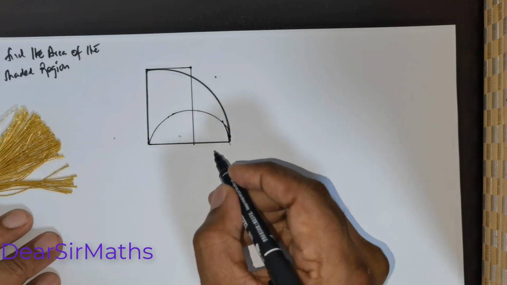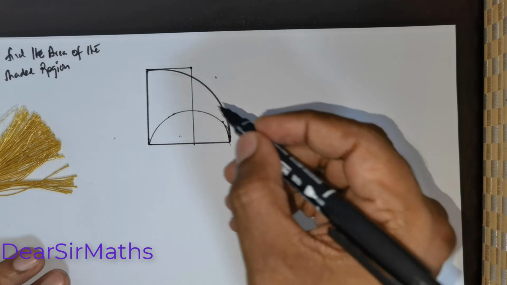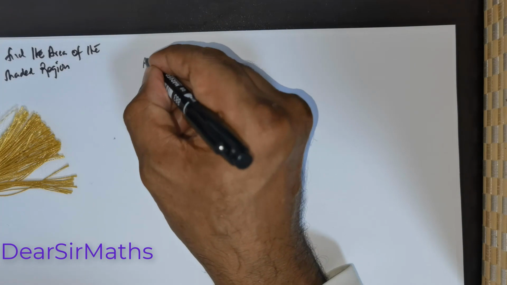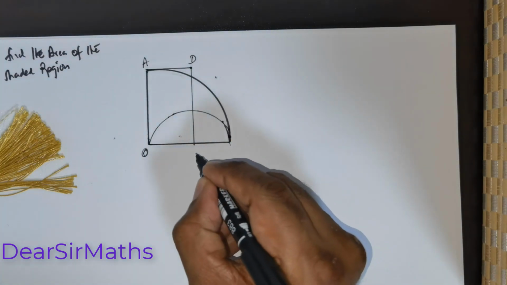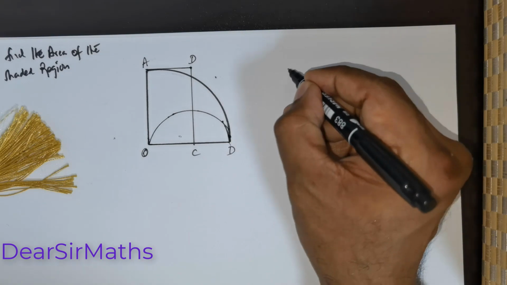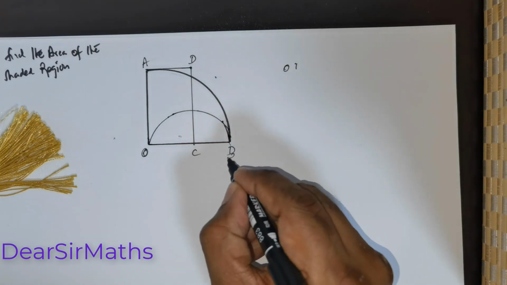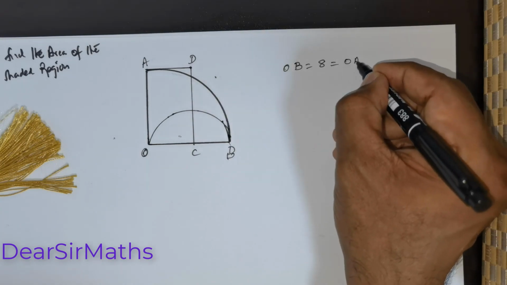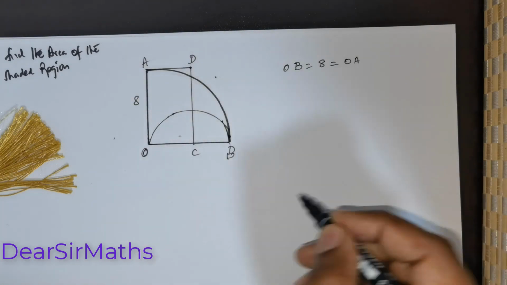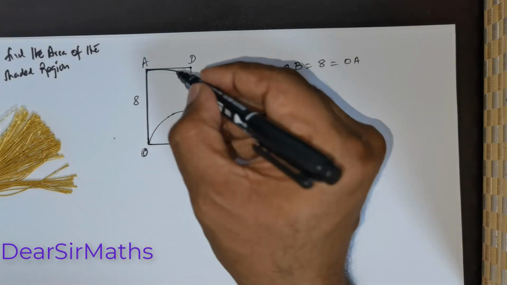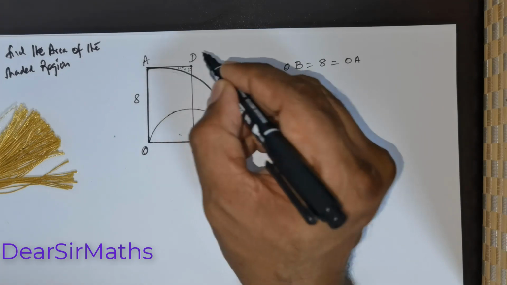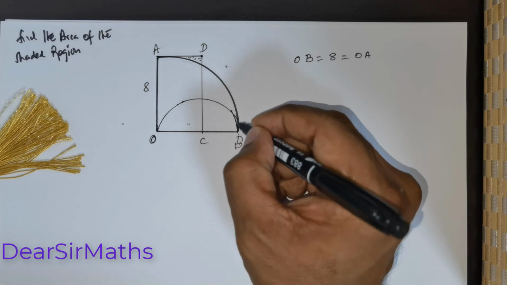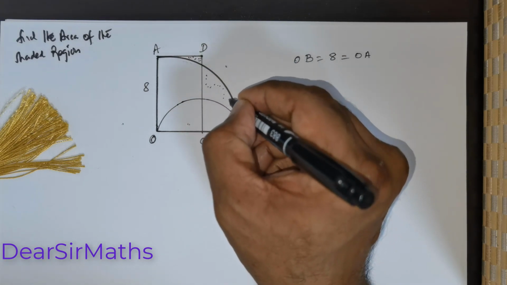Now we've been given the following information. So this is O, this is A, this is D, this is C, this is B. Now OB is 8 units, which is equal to OA. So this is also going to be 8 units. So we are expected to find the area of this shaded region and the area of this shaded region.